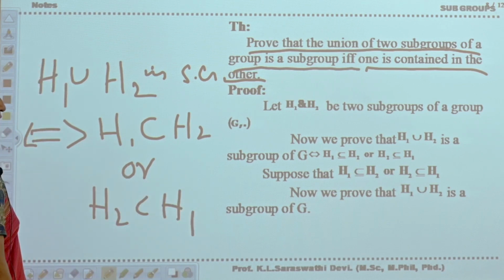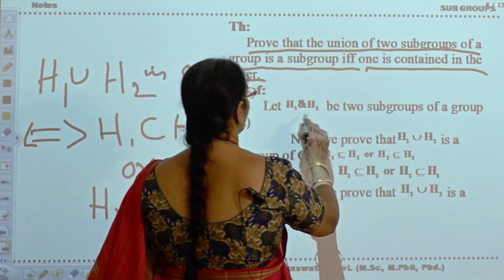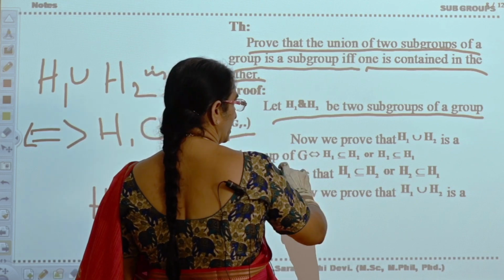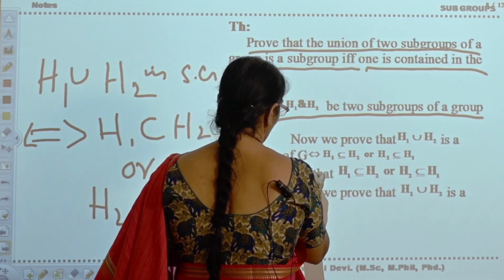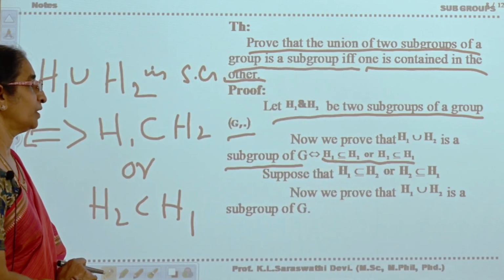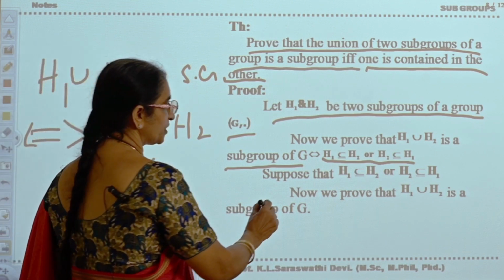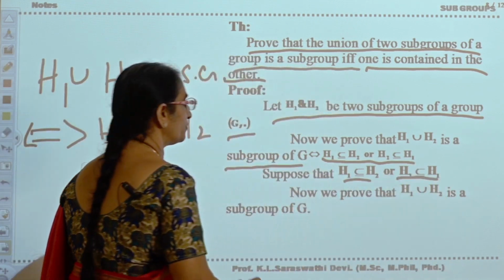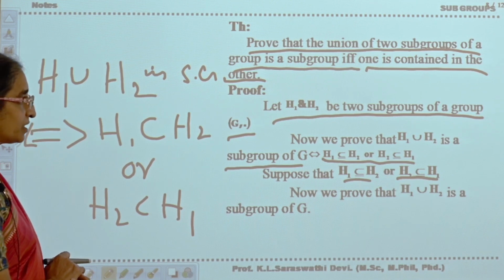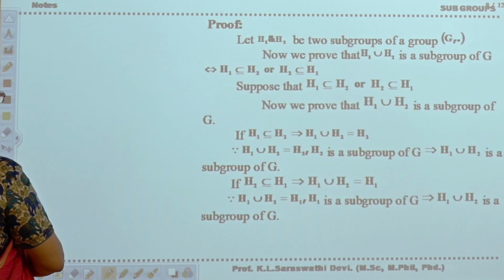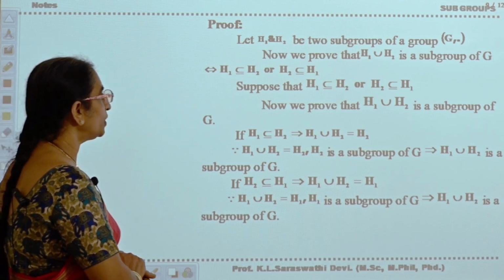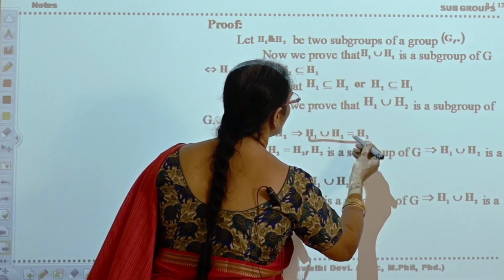This is the theorem. Let H1 and H2 be two subgroups of a group G. Now, we say H1 union H2 is a subgroup of G if and only if H1 is a subset of H2 or H2 is a subset of H1. Suppose H1 is a subset of H2 or H2 is a subset of H1. Now you have to prove that H1 union H2 is a subgroup of G. Suppose H1 is a subset of H2. Then H1 union H2 will be equal to H2.